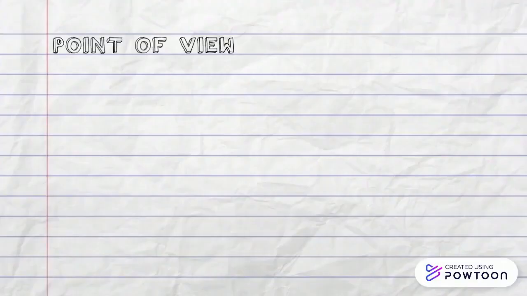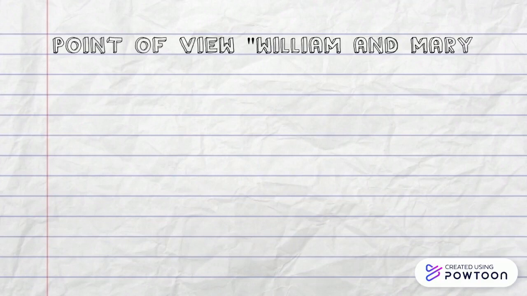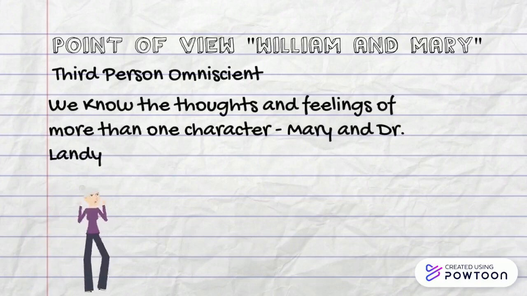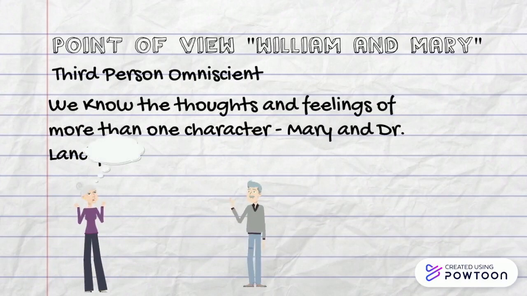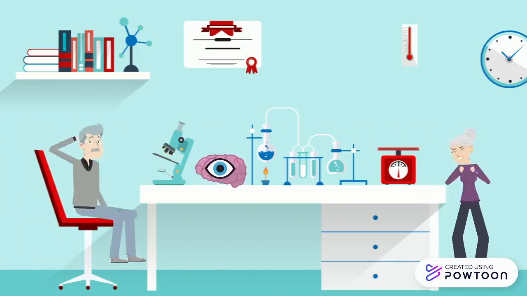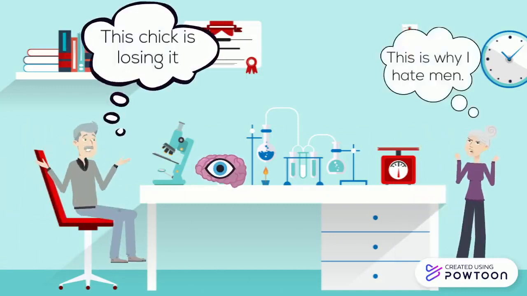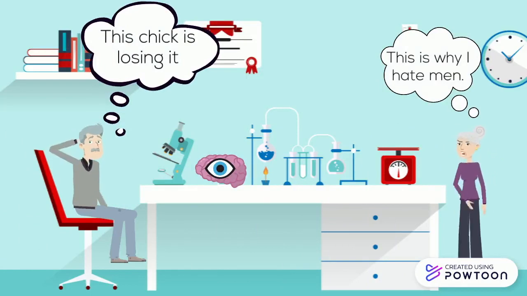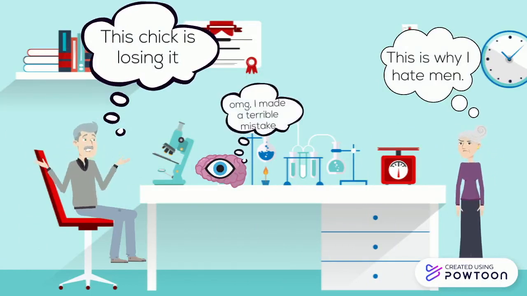The point of view for William and Mary is kind of in the same vein. It's third-person omniscient. We know the thoughts and feelings of more than one character, Mary and Dr. Landy. It's similar in the sense that we see Mary go through her progression. We know that she's in an unhappy marriage, but we know that because we have her thoughts and feelings. But we also have Dr. Landy's thoughts and feelings in noticing her changing as a character as well, giving us insight that we're not the only ones noticing these things.